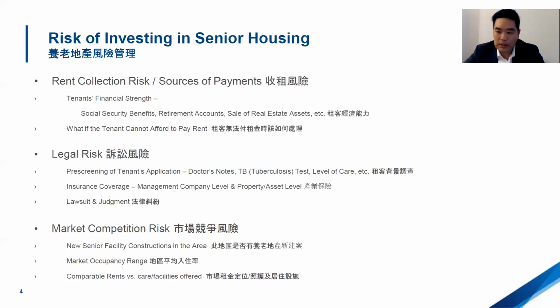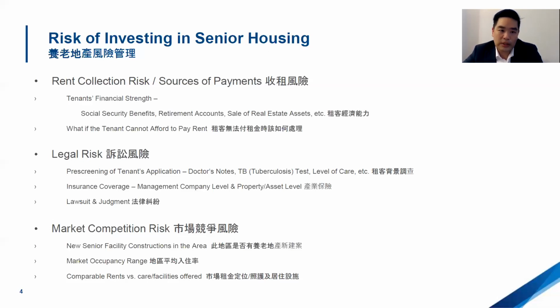But in many cases, these seniors are in their late 70s, late 80s. So if something does happen, I guess the liability typically is not a lot. And also, we will definitely have insurance coverage, not only at the management company's level, but also at the property level, and also at the investors' level.